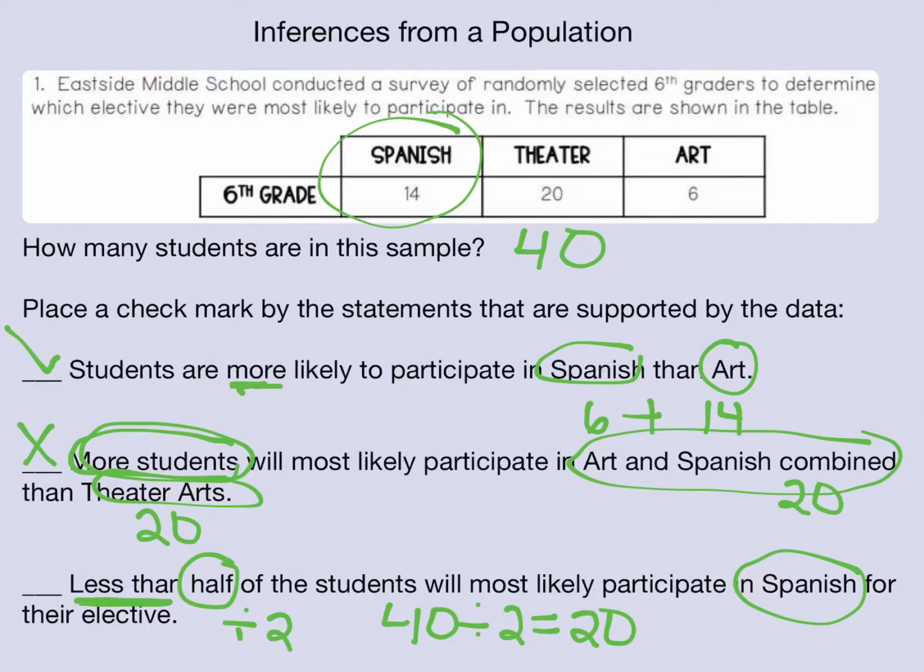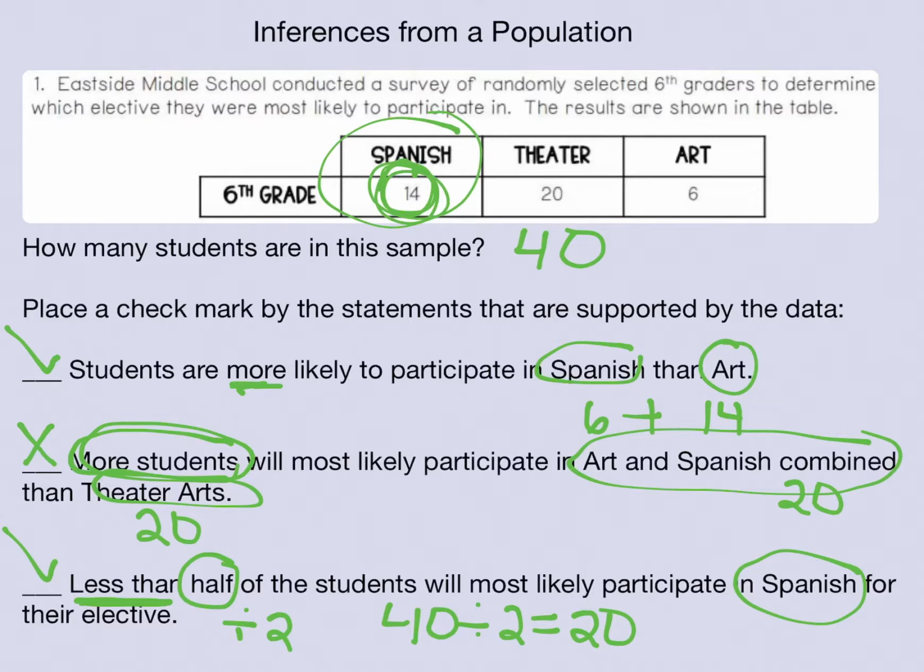They're saying that less than half will most likely participate in Spanish. Well, Spanish has 14. So now that we've figured out half is 20, 14 is less or lower than 20. So this statement is supported by the data. Now, whenever you face problems like this, you may have multiple statements that you have to evaluate like we just did to see which one's true and which one's false.